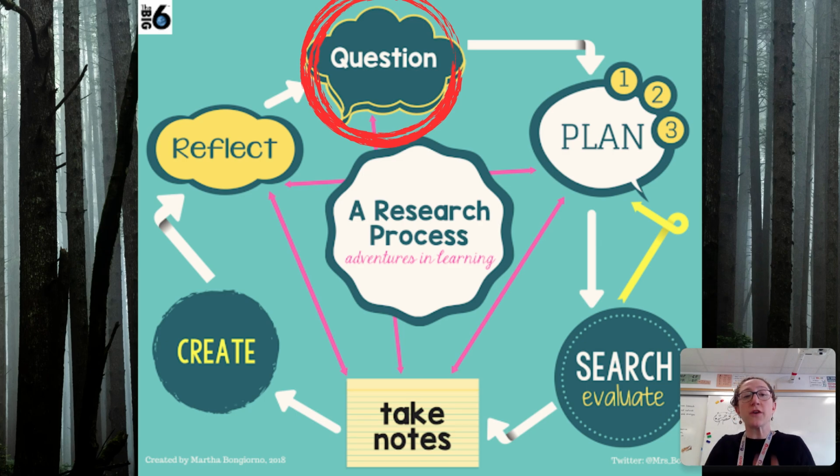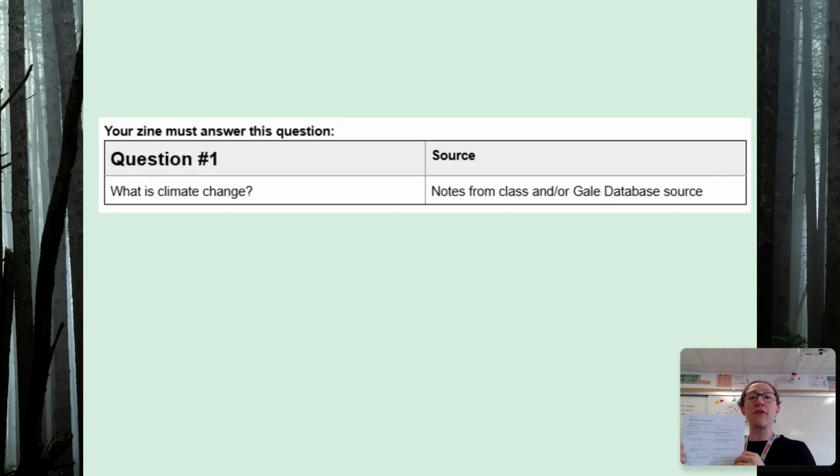Okay, the first thing that you need to do when you are starting your zine project is to identify your question. And you have this paper here to help you out with getting started with that. And this is also where you will write down all of your research when you get to that part. Starting with 1, everybody is doing what is climate change. So I recommend that you go ahead and you circle or you highlight that question. You're going to need to answer that question.